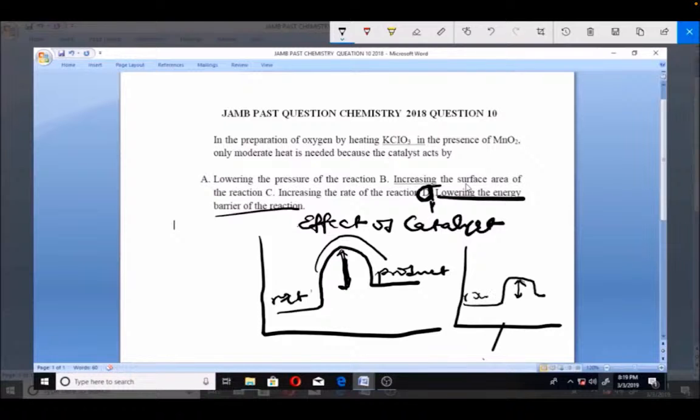So that is why you add a catalyst to reduce the energy barrier. So it's none of this. It cannot be to reduce the pressure. Catalyst does not affect the pressure or the surface area of the reaction, but it does reduce the energy barrier so that with lesser energy you can achieve what you want. Thank you.